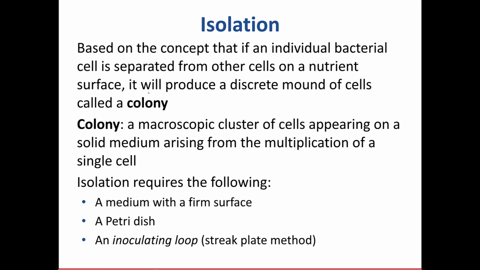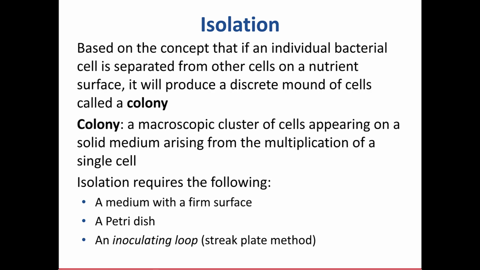So based on the concept that if an individual bacteria cell is separated from other cells on a nutrient surface, it will produce a discrete mound of cells. I've already talked about this, and this is the bacteria colonies that we see, and it's just a piling up. Some of them are dead, some of them are alive, and a colony is defined as a macroscopic, large, viewable cluster of cells appearing on solid media arising from multiplication of a single cell. And so you can imagine the sheer numbers of these things going on.